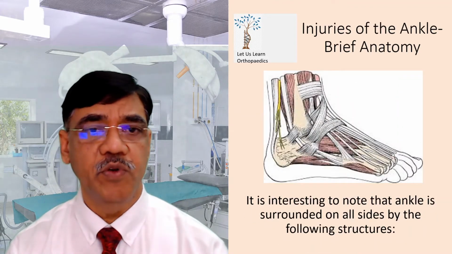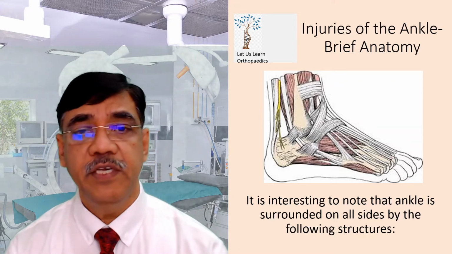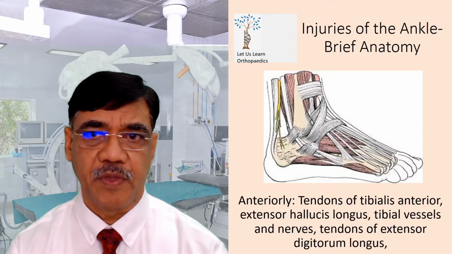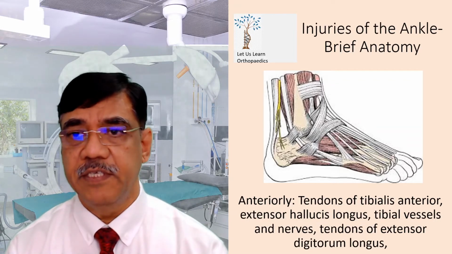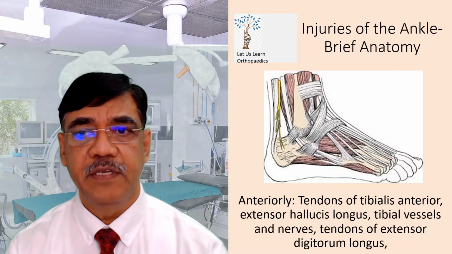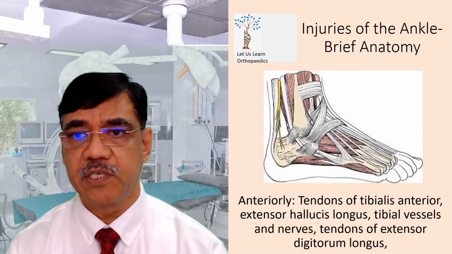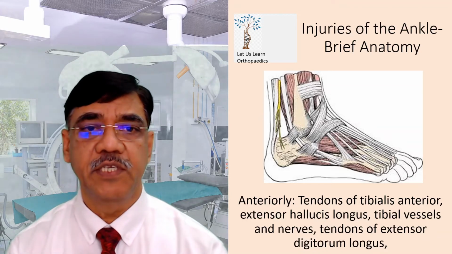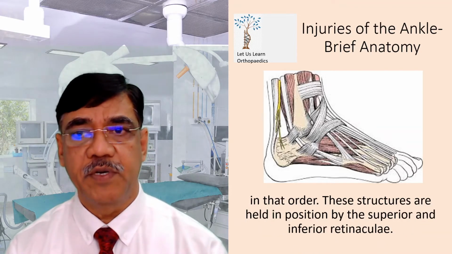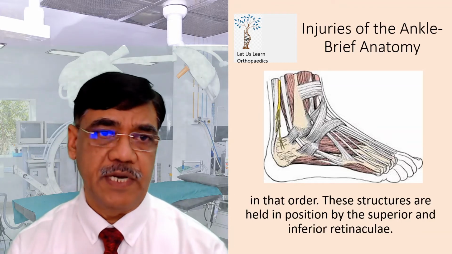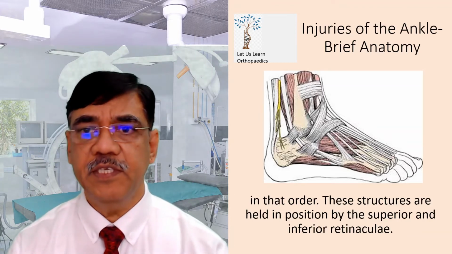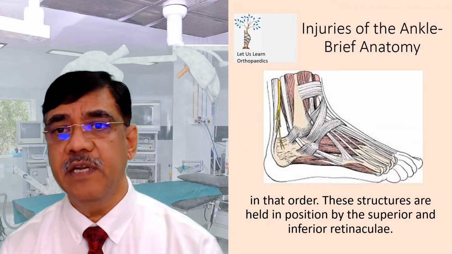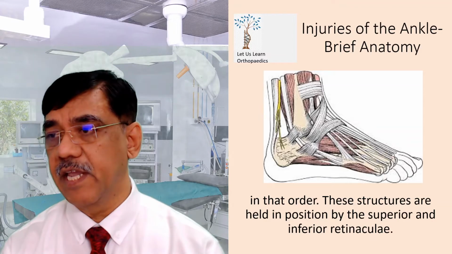It is interesting to note that the ankle is surrounded on all sides by the following structures. Anteriorly, the tendon of tibialis anterior, then extensor hallucis longus, then the tibial vessels and nerves, and the tendon of extensor digitorum longus, in that particular order from the medial to the lateral aspect. These structures are held in position by the superior and inferior extensor retinacula.